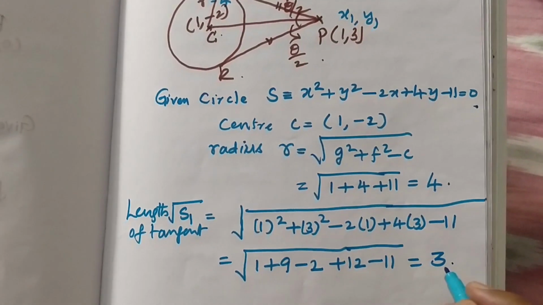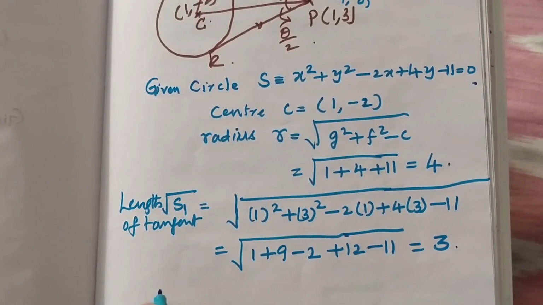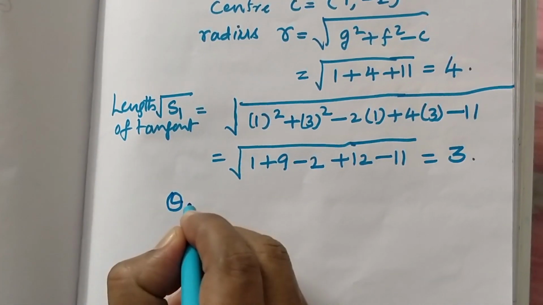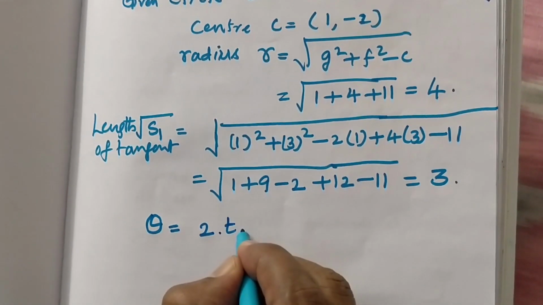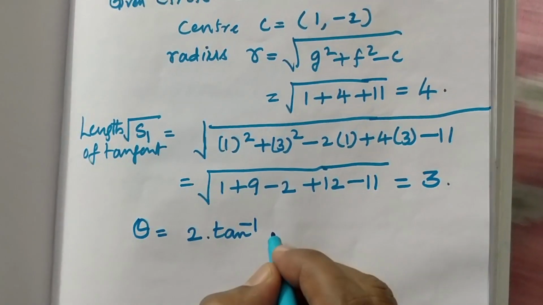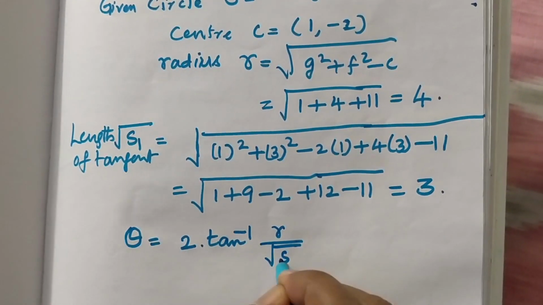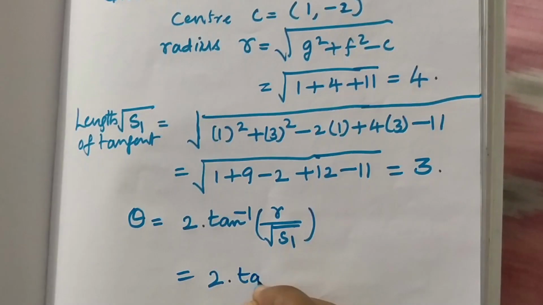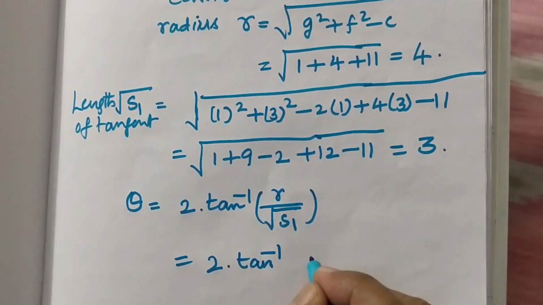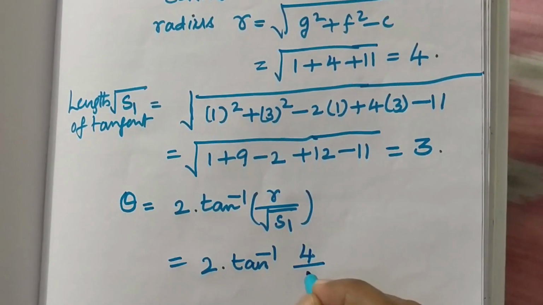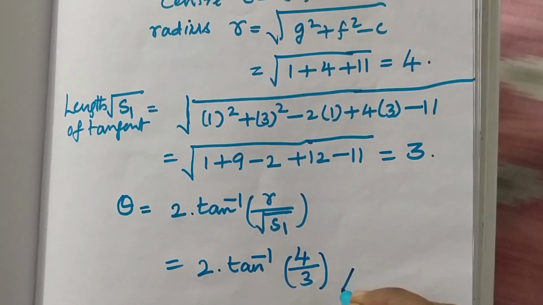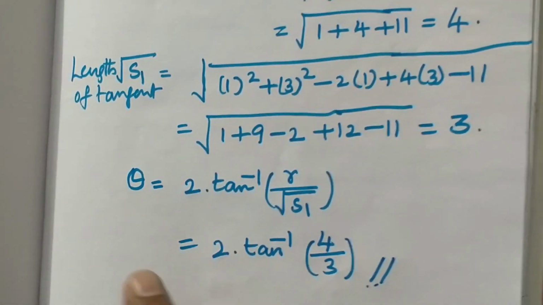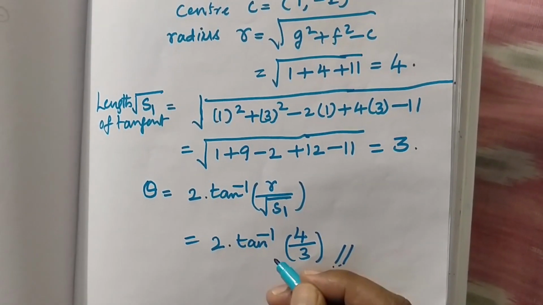Now what is the angle between these two? That is theta is equal to 2 into tan inverse of r by root S1. That is 2 into tan inverse of, what is my radius r, that is 4, by root S1 is 3. This is the angle between the two tangents. If you want to say it in cos, that becomes cos inverse of 7 by 25.